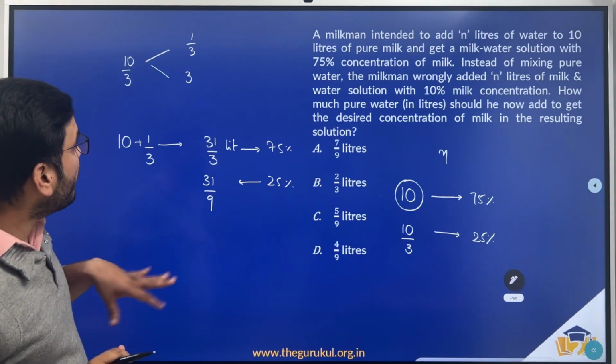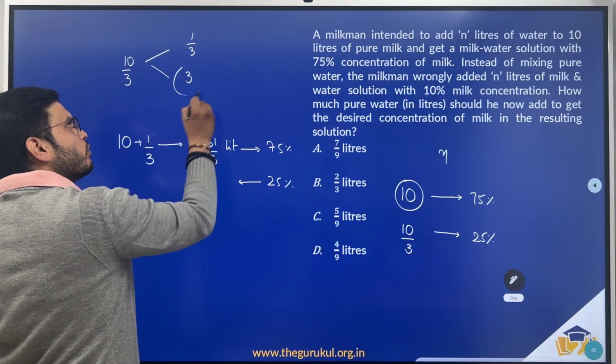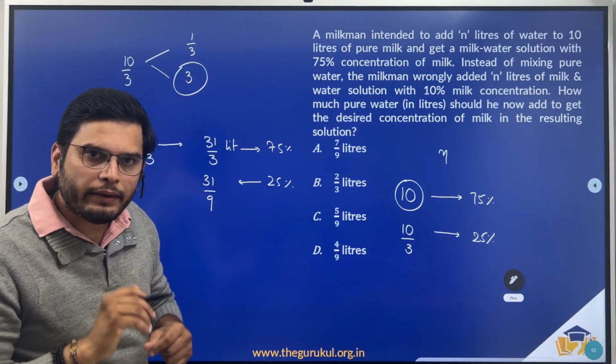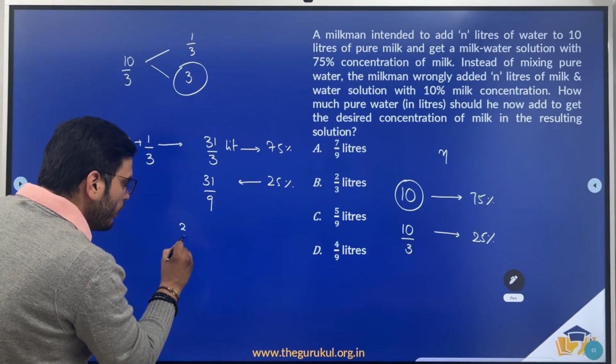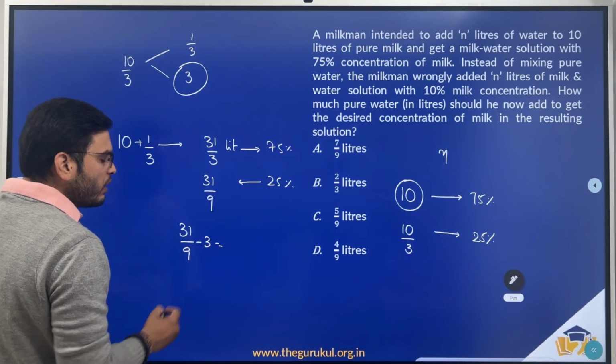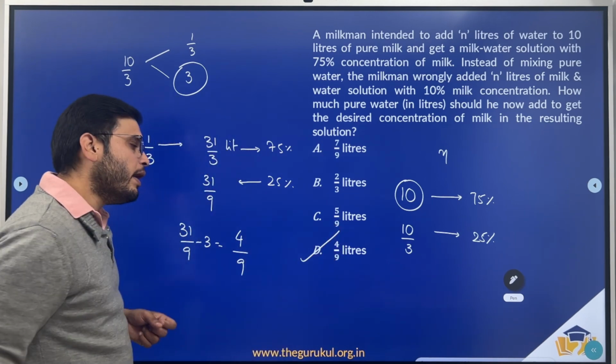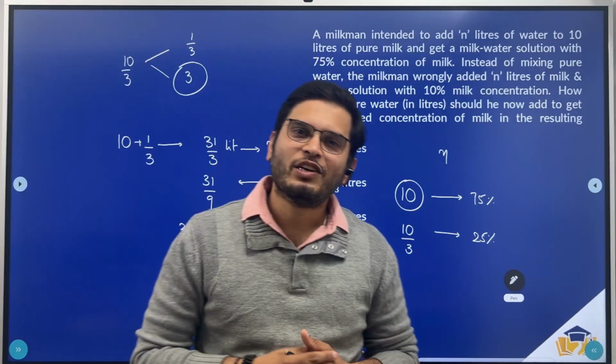Now how many liters of water do we have now? 3 liters. Right. So we already have 3 liters of water. To have 31 by 9 liters of water, how much water should we add? 31 by 9 minus 3. So 3 nines 27, 31 minus 27, 4. 4 by 9 liters of water should be added. Hence option D becomes the answer to this question.